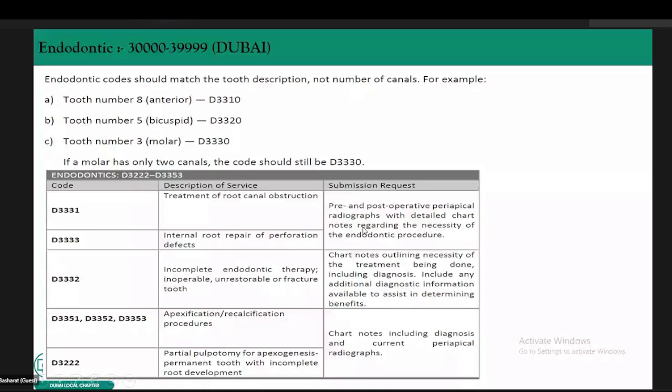Okay, some more guidelines here for submission. Pre and post-operative periapical radiographs with detailed chart notes regarding the necessity of the procedure. Okay, so you need to have pre and post-operative periapical X-rays. The same thing is in Abu Dhabi, so they need to take the X-ray before and after. Then a chart note outlining the necessity of the treatment being done, including diagnosis and any additional diagnostics. So what is important? You need to have the complete documentation, charting, X-ray, everything in your notes.